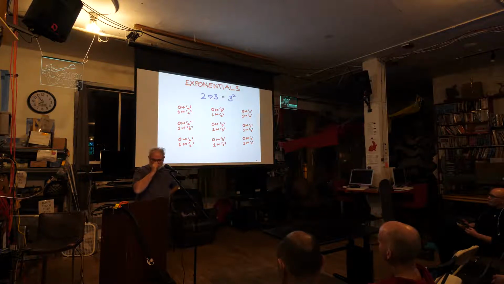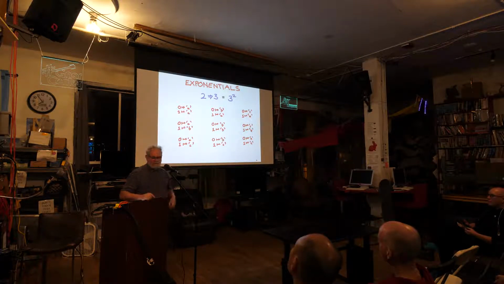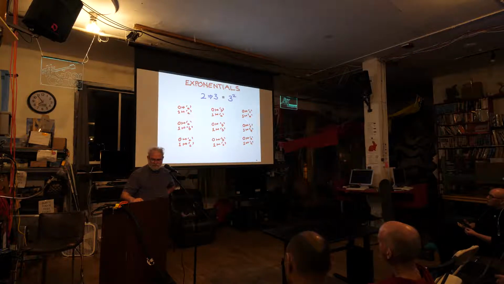And in general, for finite sets, the number of different functions from the first set to the second set is just the size of the second set raised to the power of the size of the first set. For finite functions, that's always true.